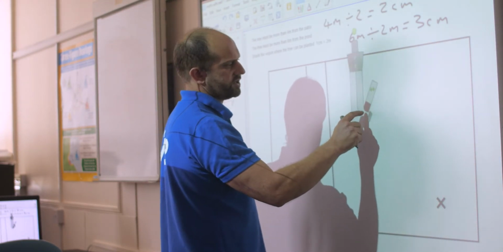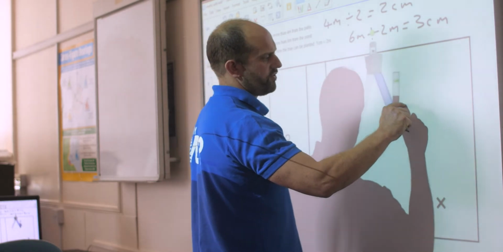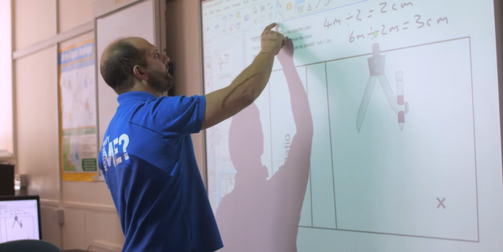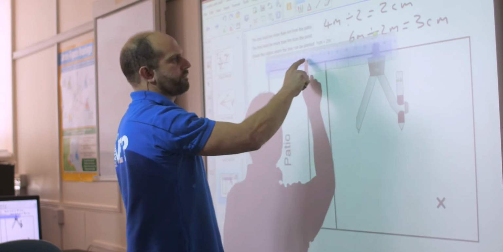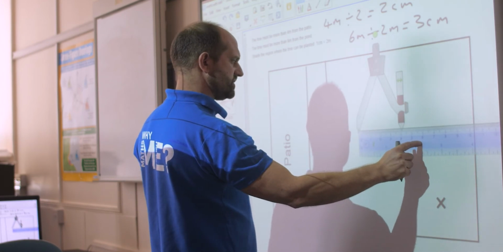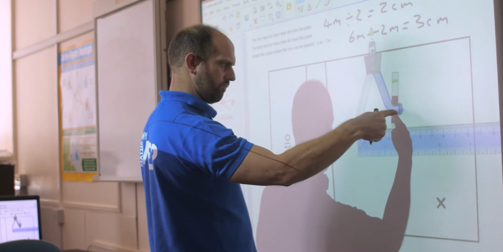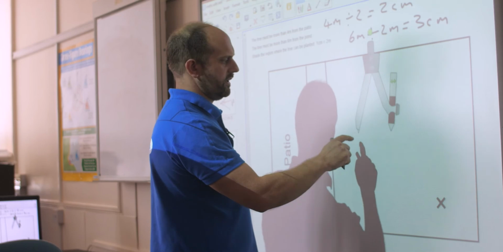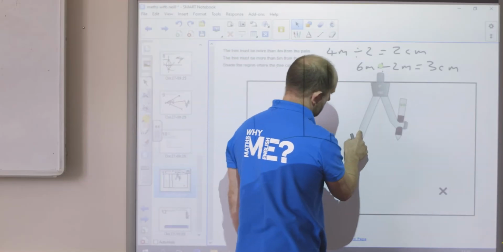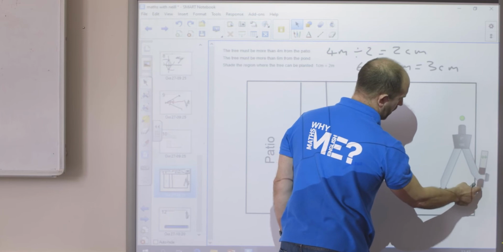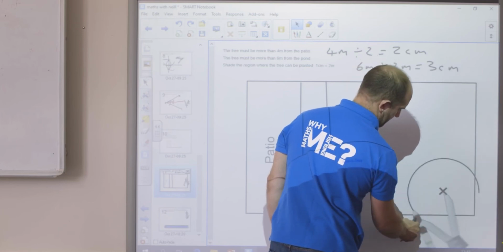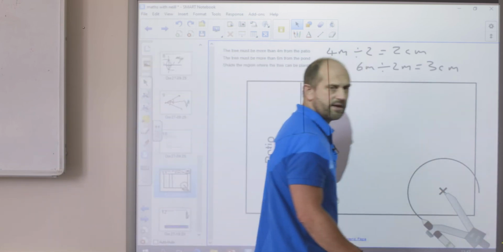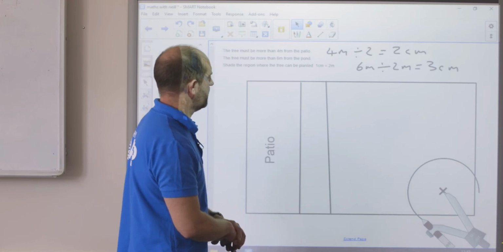So I take my compass, I'm going to open it up 3 centimetres. So I can get my ruler again. Open it up to 3 centimetres. Get rid of my ruler. And now I'm going to use my compass here to draw an arc. So everything from here to the outside of there is 6 metres away from that tree.